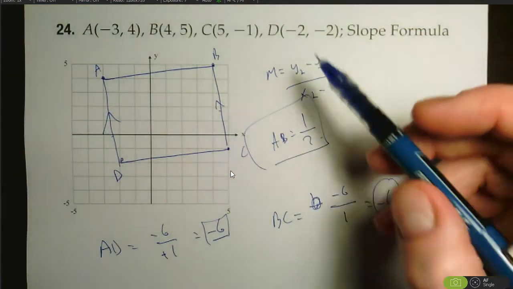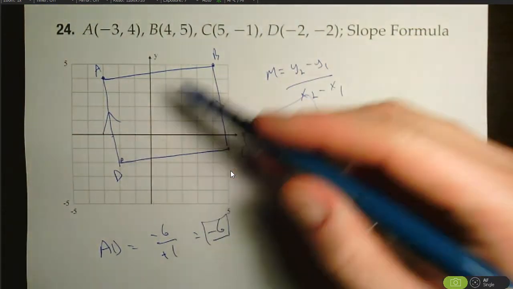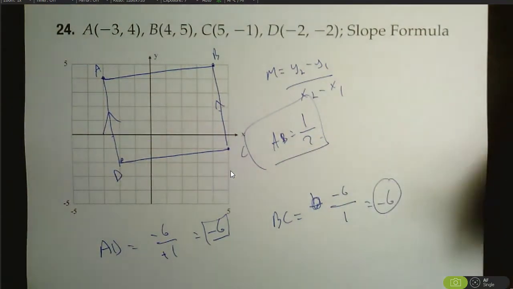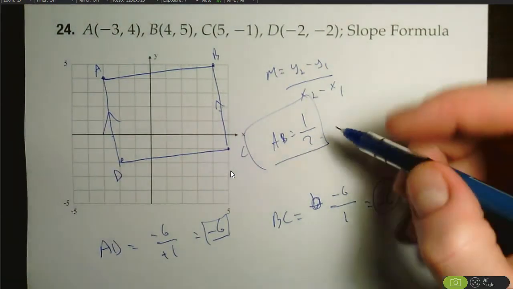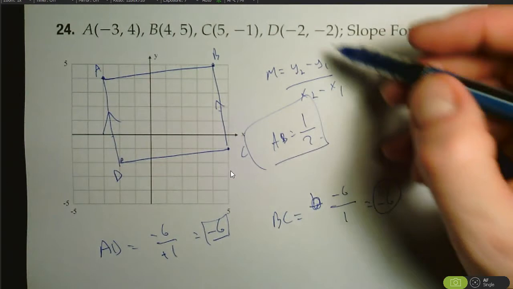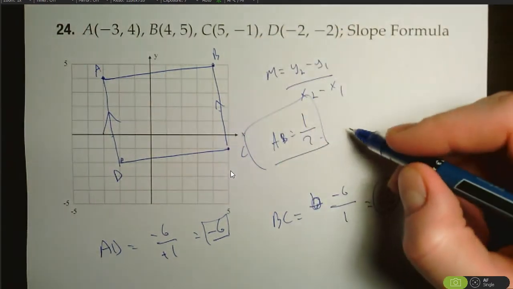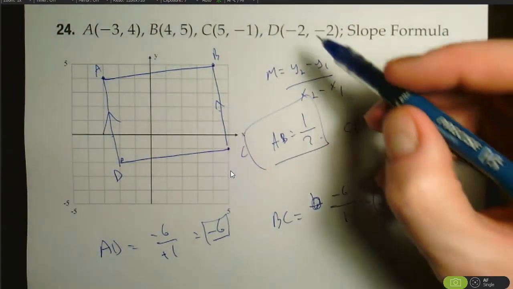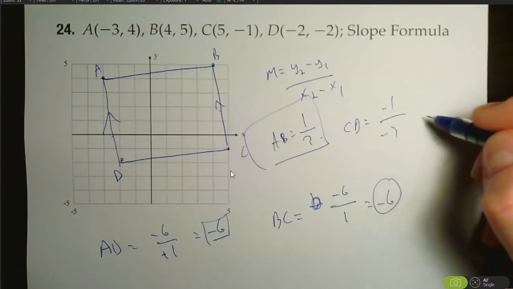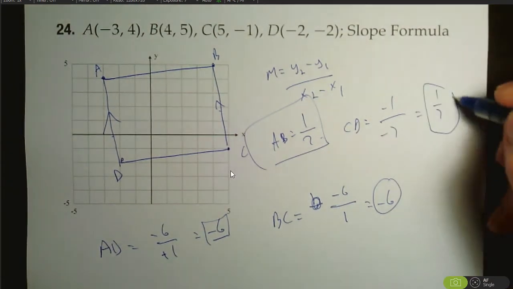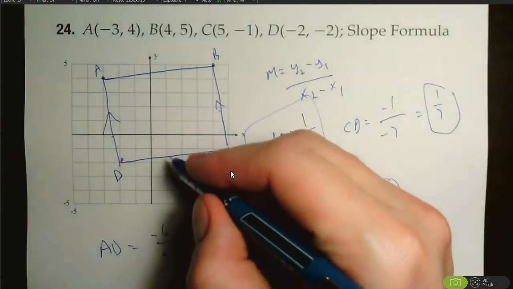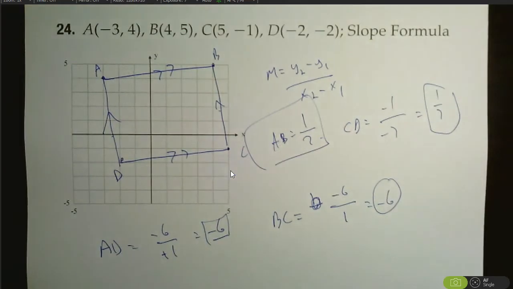Okay. Now our next hope is that DC has the same slope as well, because if it does, then we obviously have another set of parallel lines. So for D, it is -2 minus -1, which is -1, over -2 minus 5, which is -7, so 1/7. So these two lines are also parallel.